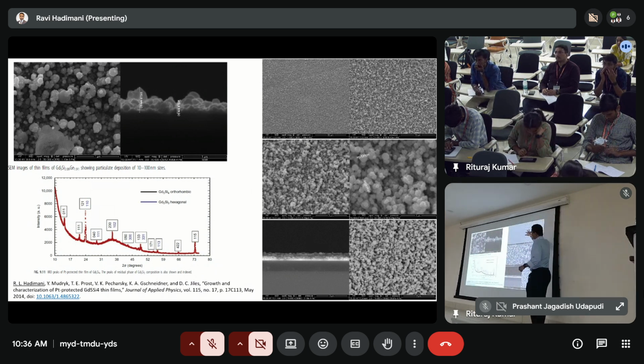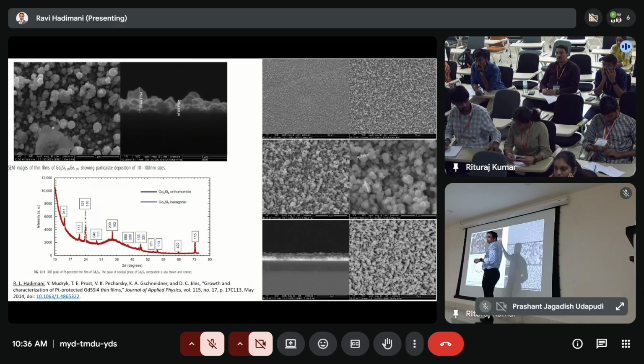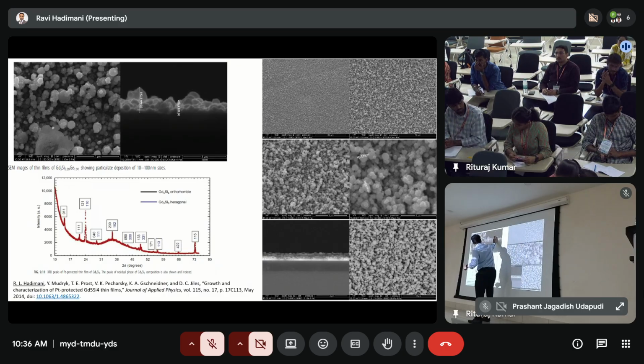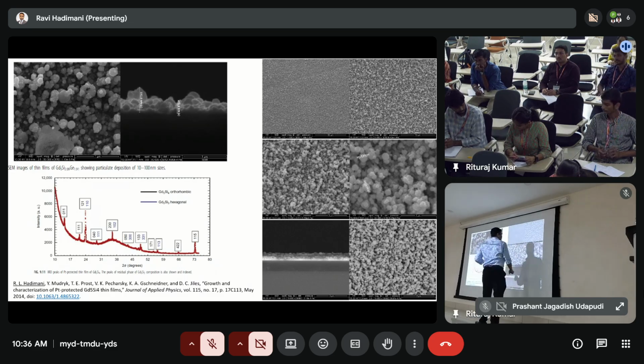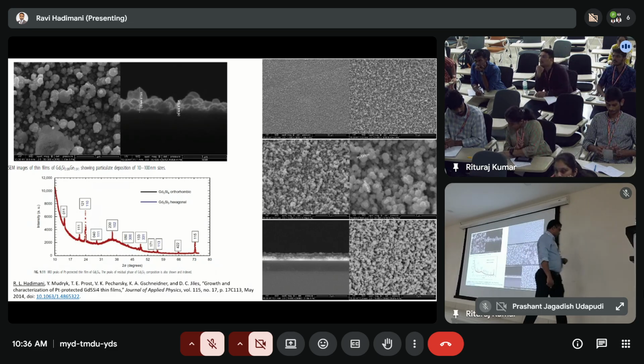Okay, and these are the films. This is how they look. You see, it's a particulate deposition, and it is continuous, not epitaxial. This is 240 nanometers. The highest is 590 nanometers, and some of the particles are 100 nanometers or bigger.